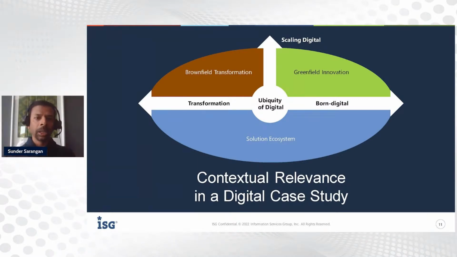Now that all of you understand what ISG looks for in your digital case studies and why, let me shift to answering a question that many of you have or will be asked by your leaders. It is a lot of work. I know it. I've been on that side. It is a lot of work in pulling together client references that we ask for. It's not easy and it's a lot of orchestration. So why participate? What's in it for you? So let me get to that.